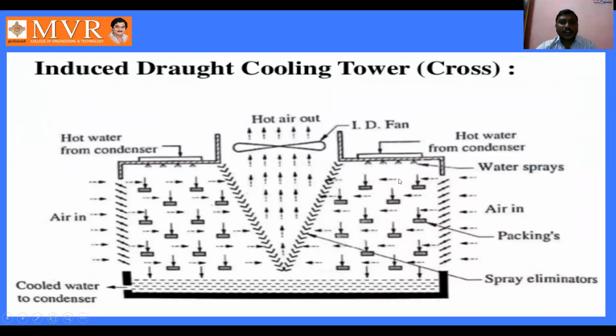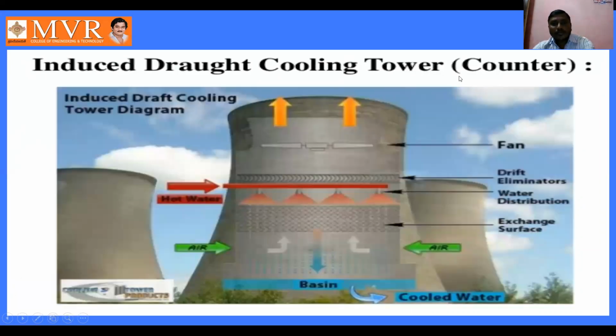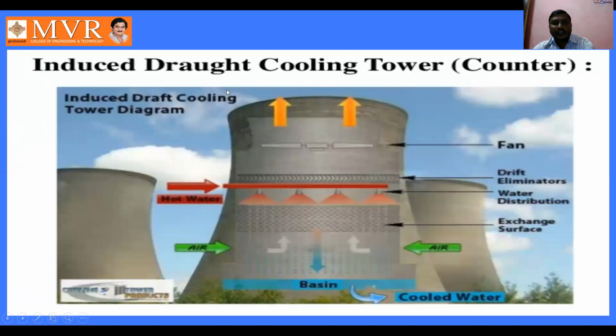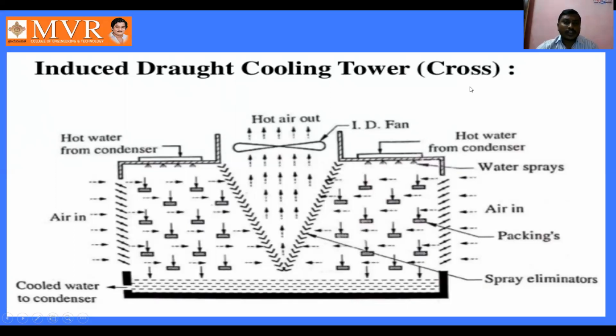And in the induced draft cooling tower, we have cross flow. In the induced draft cooling tower, first we studied the counter flow, and now we are studying the cross flow. See here, the spray eliminators are in the cross section. This is also the same procedure as that of the induced draft cooling tower counter flow, and the cross flow is the same as that of counter flow.